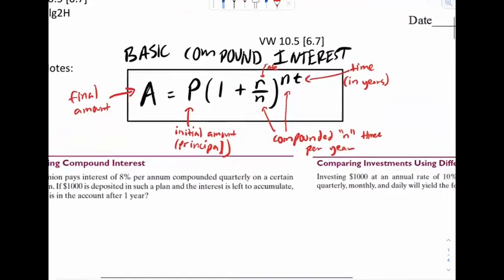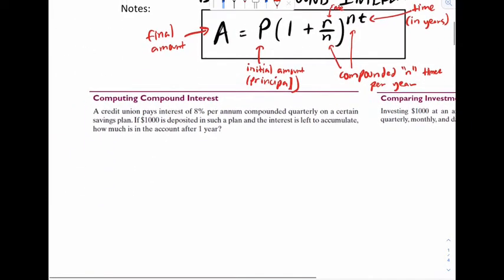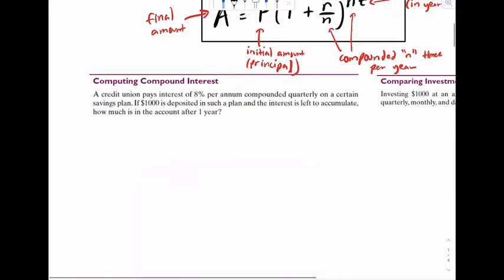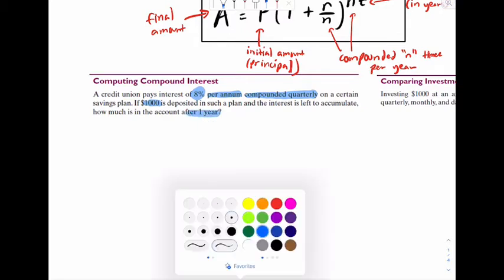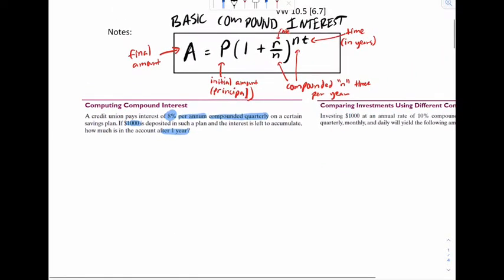Okay, so let's practice using this formula right now. It says a credit union pays interest of 8% per annum, so that's per year, compounded quarterly. So let's highlight 8%. This is important, every year, compounded quarterly. If $1,000 is deposited, that's your initial, and the interest is left to accumulate, how much is in the account after 1 year?